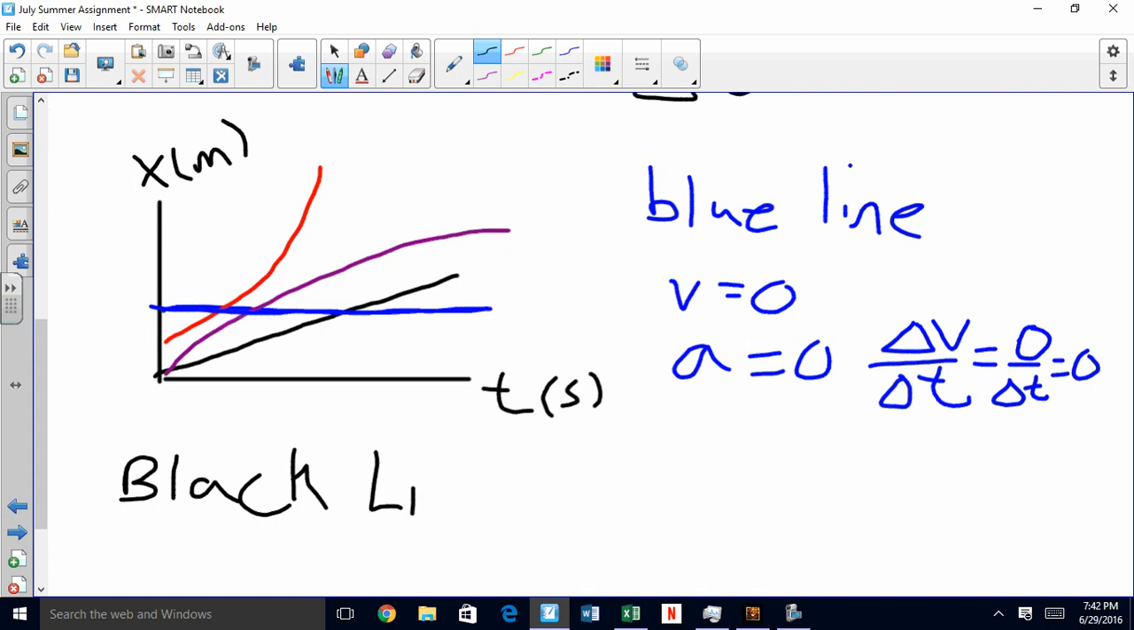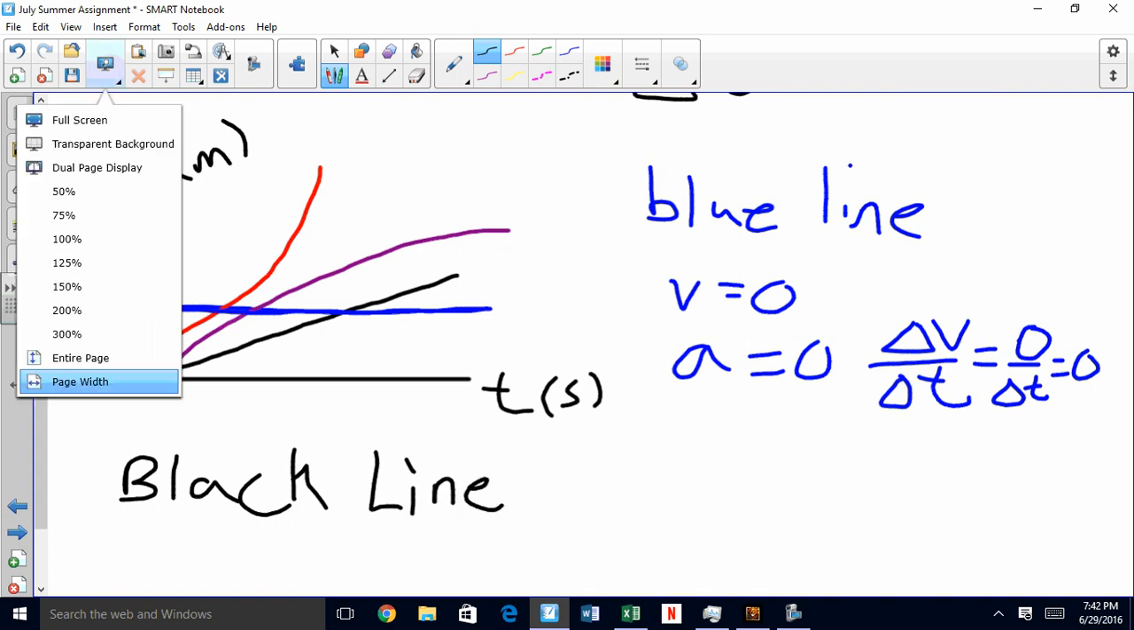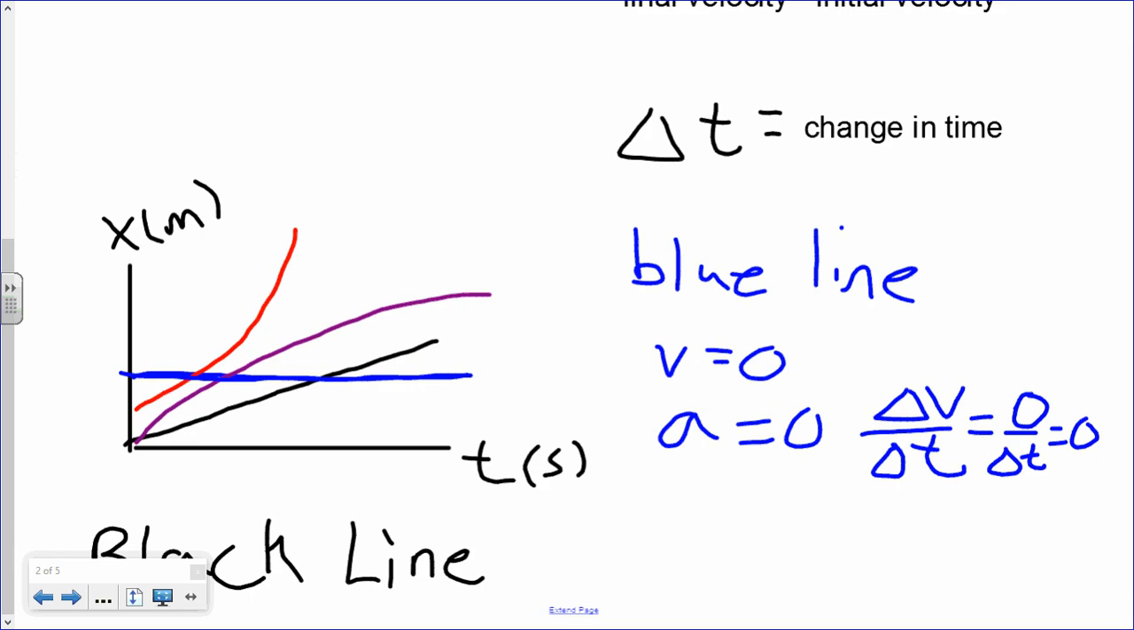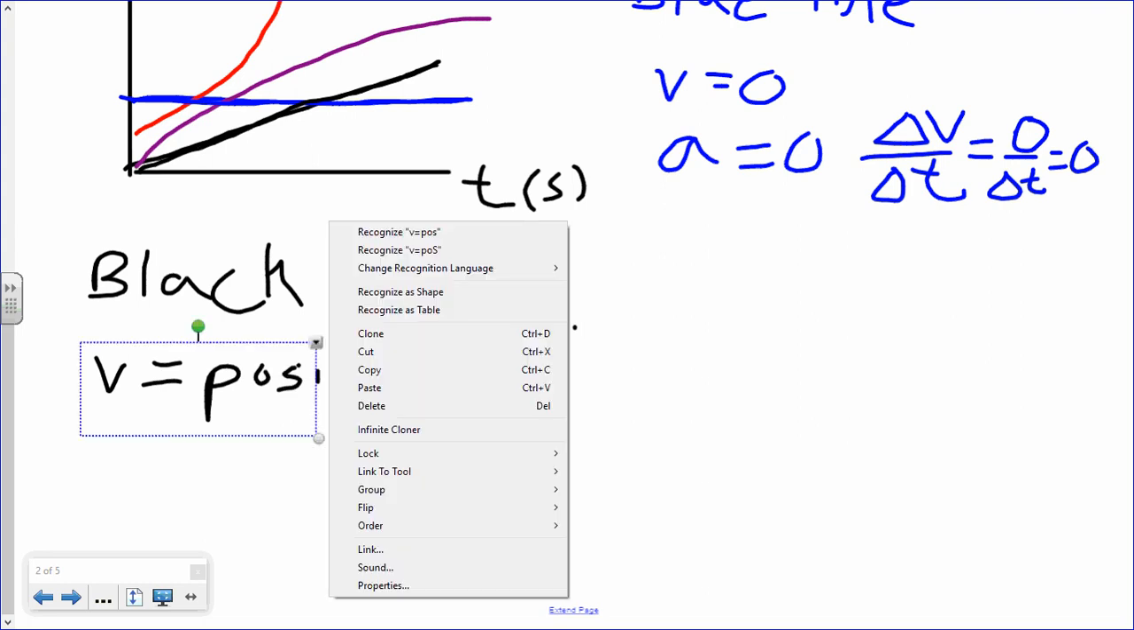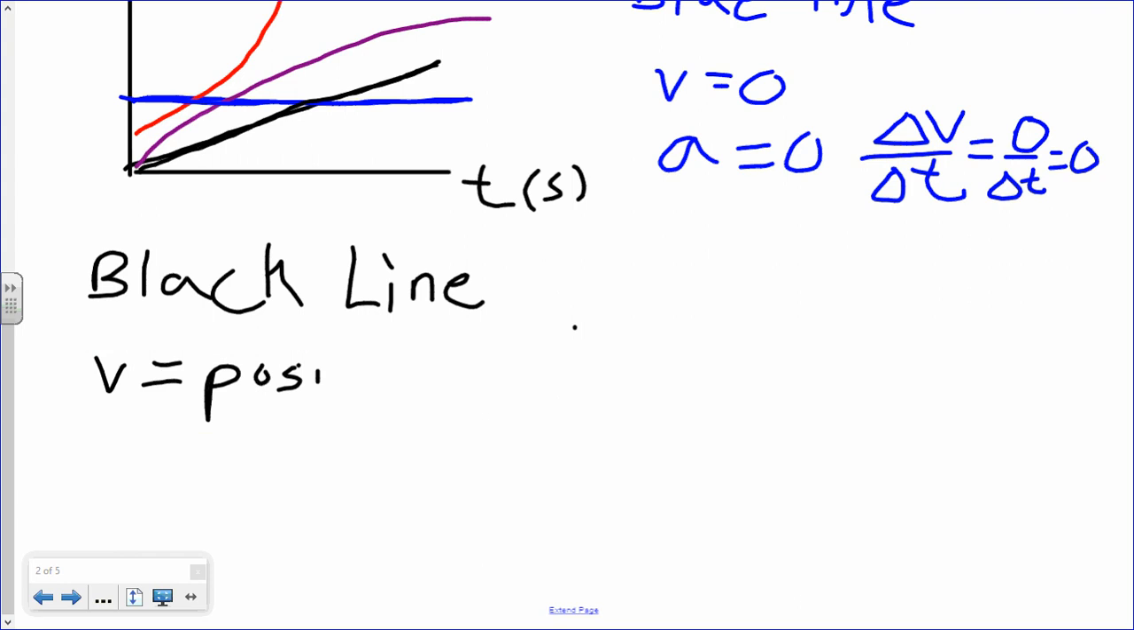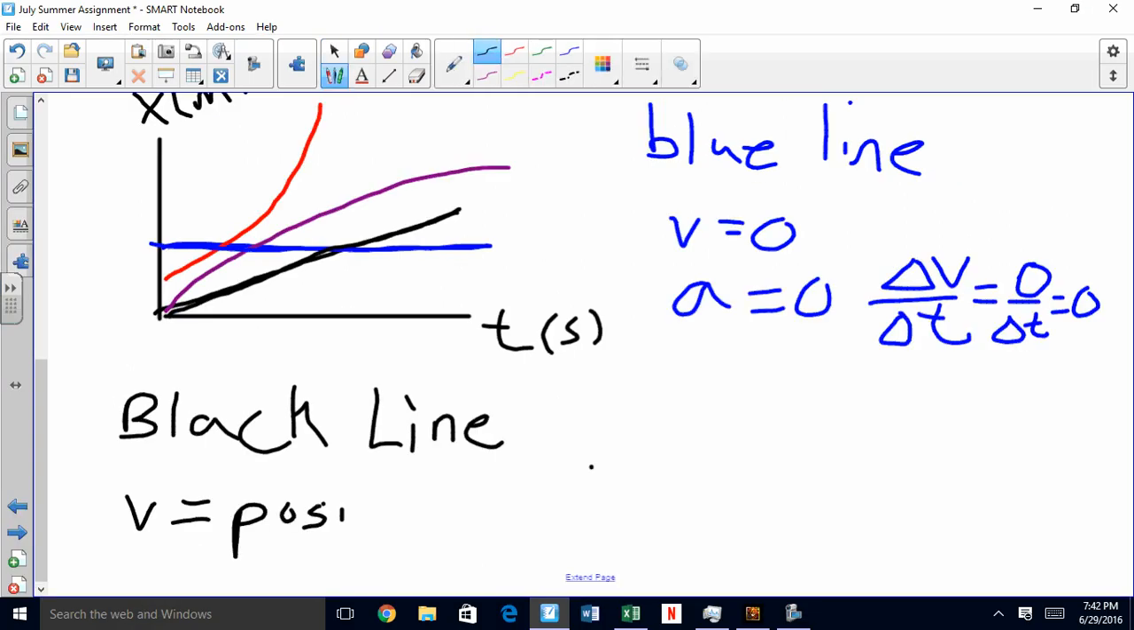If we look at the black line, we see that it has a nice constant slope here. It's certainly going someplace. I could even say that it has a positive velocity. I don't know what value because I didn't put any scale on this. But if I did have a scale, I could just say changing the y divided by changing the x. We did that in our last month assignment.